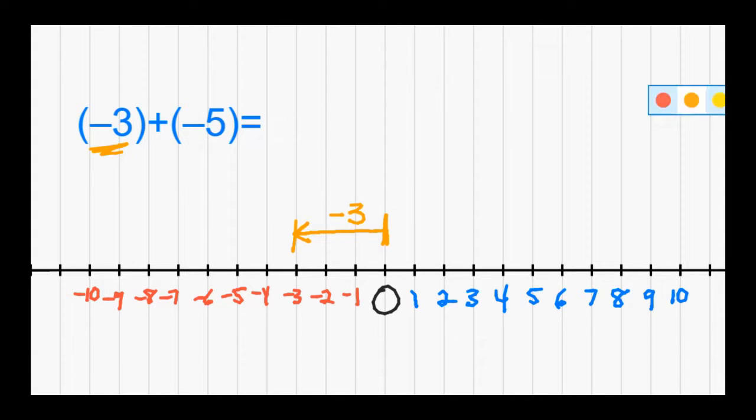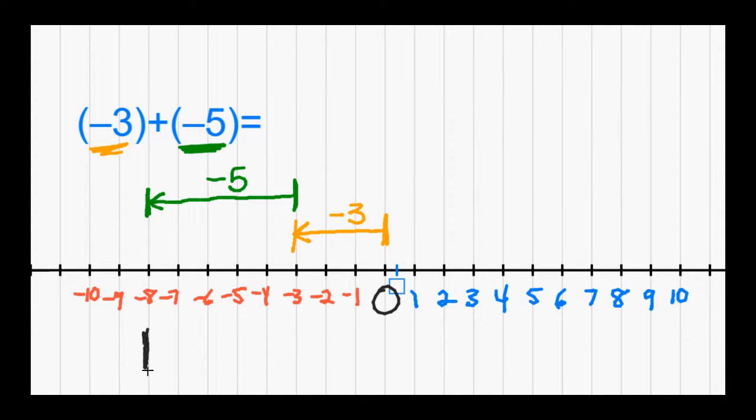Now let's model our second number, negative 5. We can start right at where negative 3 is, and it's telling us we're going to the left 5. So let's do it: 1, 2, 3, 4, 5. We draw our arrow and we stop. We label that line negative 5, and our answer is where we stopped, which is negative 8. So we've successfully modeled negative 3 plus a negative 5 leaves us at negative 8.